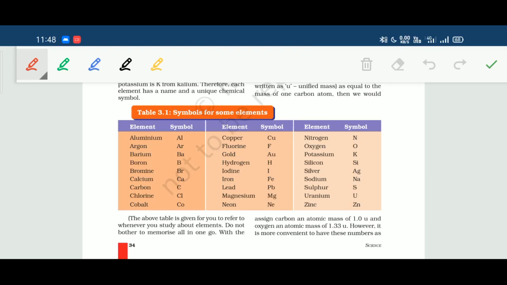Here are the symbols of all the important elements on table 3.1 on page number 34. You have to learn these symbols because these symbols are of great importance.